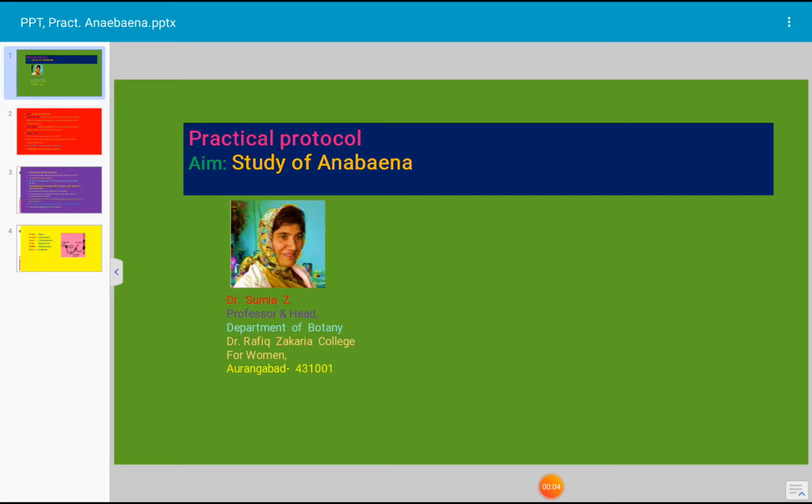Today's topic for discussion is a practical protocol of algae, and the aim of today's practical is the study of Anabaena. Anabaena is a nitrogen fixing algae. Let us see what we have to do during the practical.